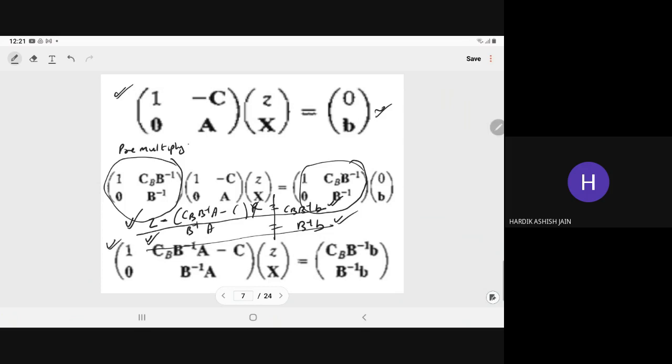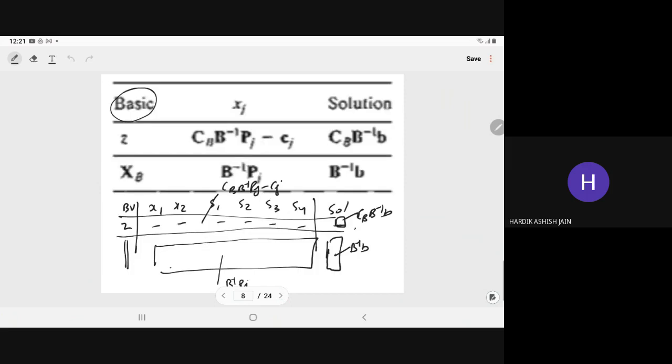So here we have the 1 CB B inverse A minus C, 0 B inverse A into Z, X is equal to CB B inverse B and B inverse B. So on multiplication we have this. So whatever the table for the simplex algorithm you have seen in the previous chapter, the same table you are getting using the matrix method. So now the question arises, what is the advantage? Why are we studying the matrix method?